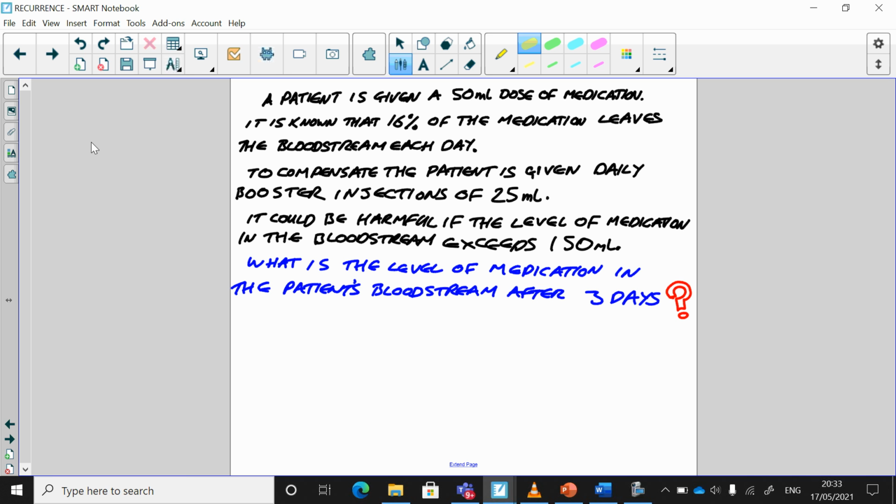Right, let me just clarify this. At time zero there's a 50 millilitres dose of medication, and at the end of the day we add another 25 mils. So at the end of day 1, that's U1. So we want U1, U2, and U3. So we want 3 further calculations. We're starting at 50.